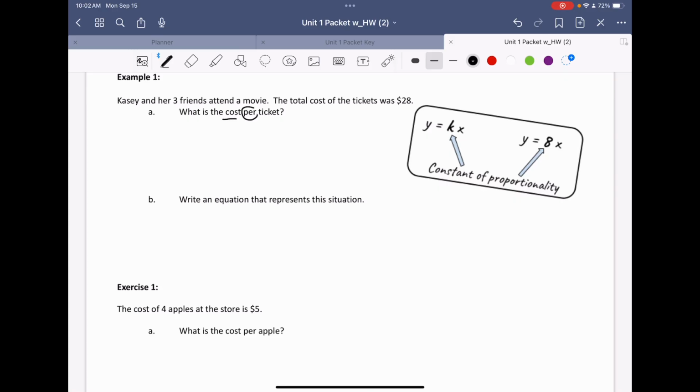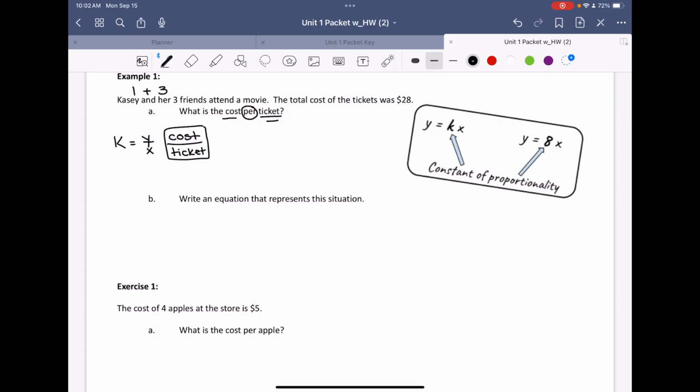Okay, so cost per ticket. I know that k equals y divided by x, and in this case, cost should be on the top and tickets should be on the bottom, because I'm just writing that in the same order that I read it. Casey and her 3 friends, that would be a total of 4 people because it's 1 plus 3. And it was a total of $28, so 28 divided by 4. That's going to give me $7.